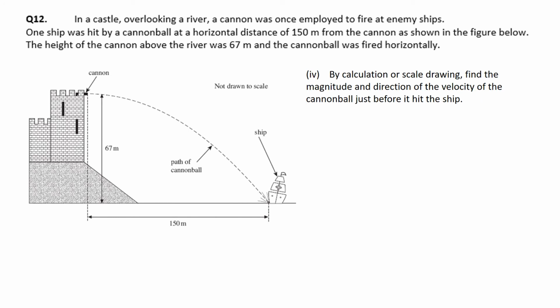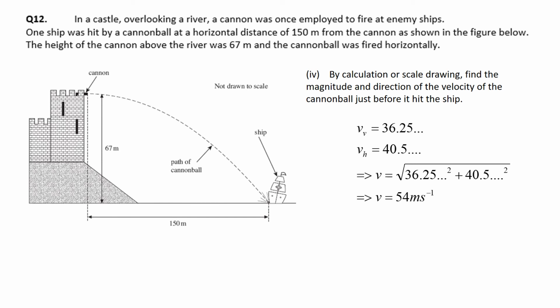By calculation or scale drawing, I'm not sure how many of you will do scale drawings, but I guess you can if you want, find the magnitude and direction of the velocity just before it hits the ship. First of all, I'm going to use Pythagoras to find out what the velocity is. I'm not going to draw it and measure the hypotenuse. So these were our two components, 36 and 40. Square them, add them, square root gives us 54 meters per second.